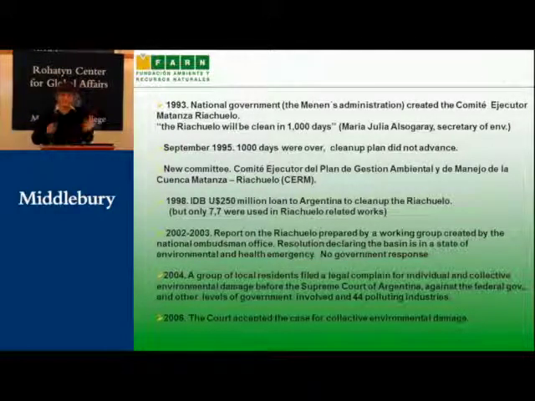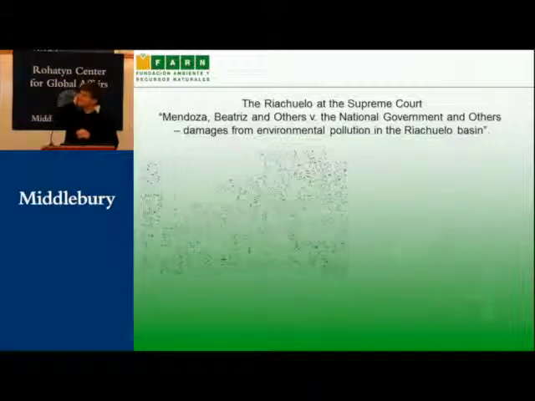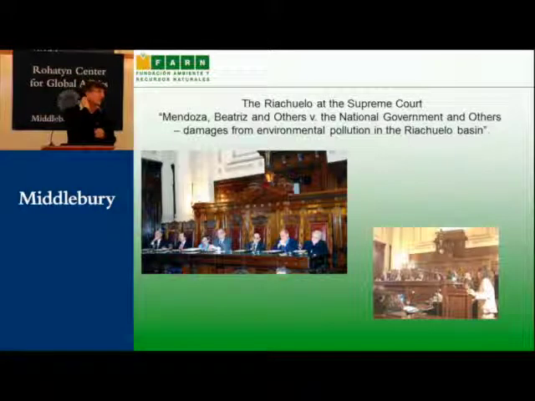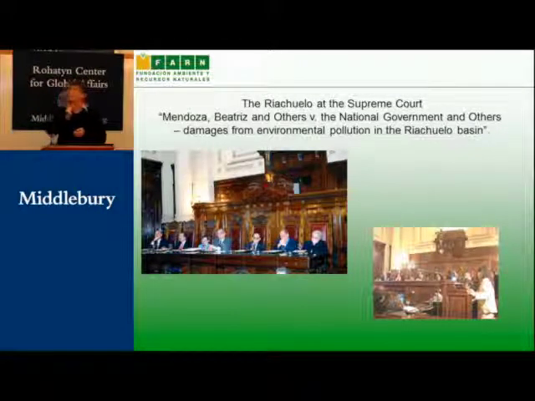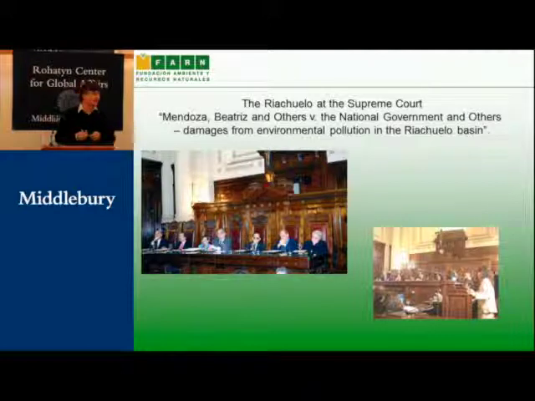Nobody really thought the court was going to take this case. But in 2006, the court suddenly accepted the case for collective environmental damage. Okay, so the Riachuelo and the Supreme Court. This is known as the Mendoza case.